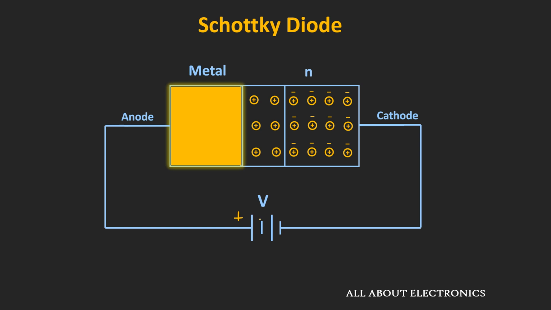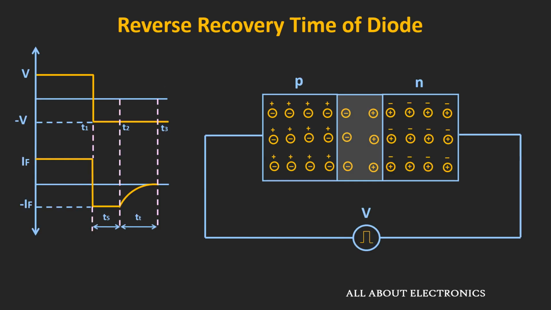So now let's understand why the Schottky diode has a fast reverse recovery time. To understand that, first of all, we need to understand what reverse recovery time is. So let's say we have one PN junction diode, and initially it is forward biased. Due to the forward bias, the electrons will enter the P side region, and the holes on the P side region will enter the N side region.